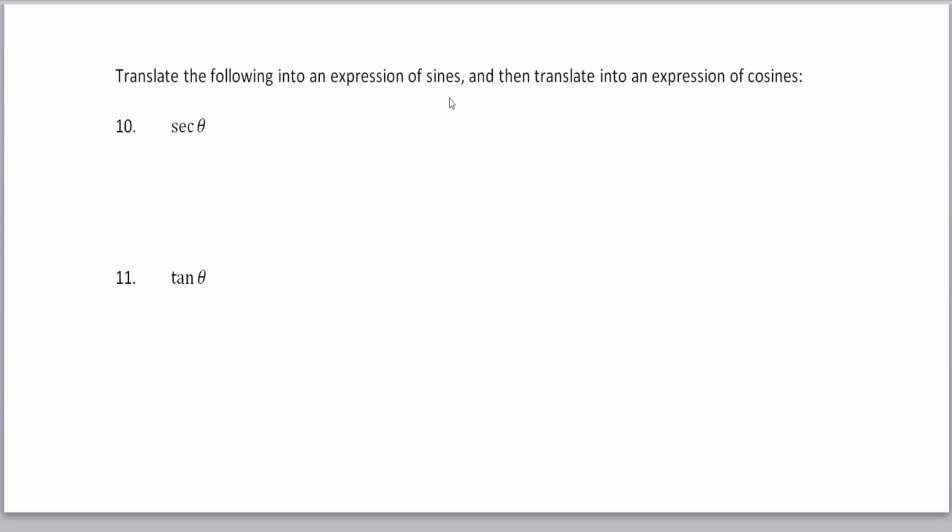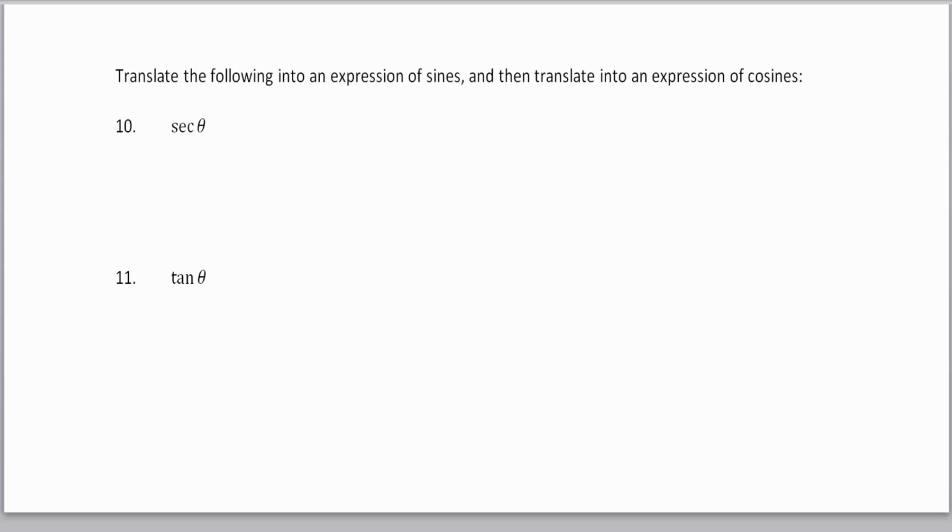So for this video, we are going to translate these expressions into an expression of sine, and then translate them into an expression of cosines. What's kind of nice about this is the order doesn't necessarily matter, but the first technique you should try is to use either the quotient property or the reciprocal property and see what it becomes.